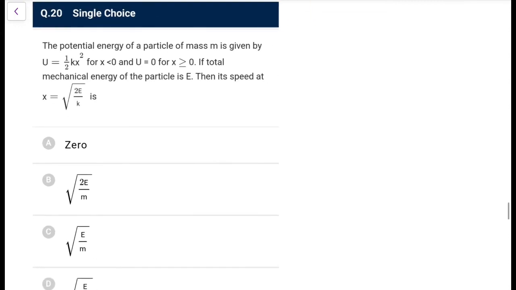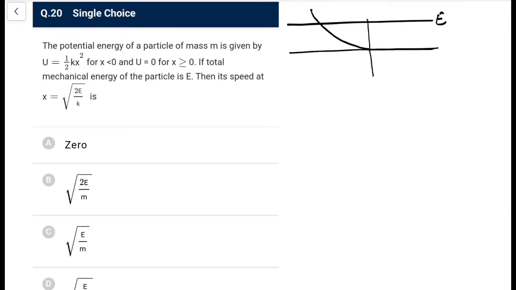Next, the potential energy of a particle of mass m is given by U equal to half k x square for x less than 0 and U equal to 0 for x greater than 0. So if I draw the curve, it would be something like this. For positive x it is 0, and for negative it's something like this. If total mechanical energy is E, let's say this line is E, then its speed at x equal to root 2E by k. So that means this is a positive point, root 2E by k.